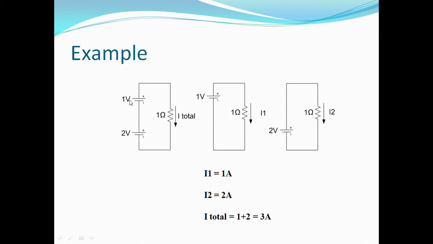When the 1 volt source is acting, this other source is inactivated. That means this other voltage source must be short circuited. So it is short circuited now. This is 1 volt, this is 1 ohm. The current is 1 ampere. When the 1 volt source alone is acting, the result is 1 ampere. Now when this source alone is acting, the result is 2 amperes.